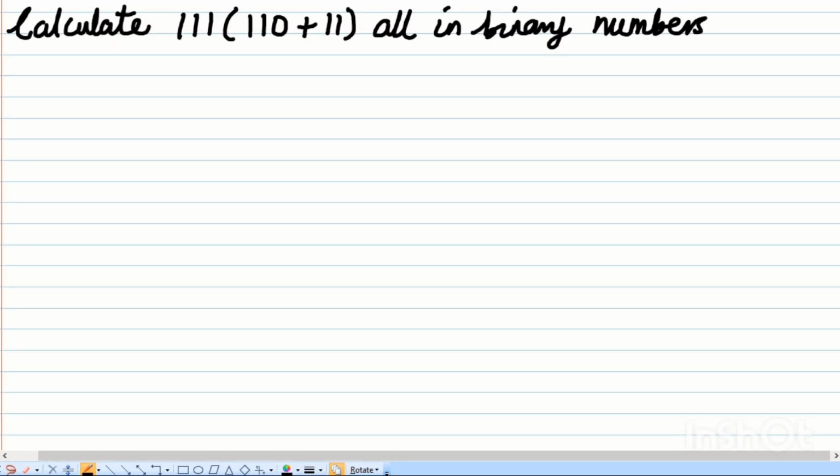Now this is another random question. We are asked to calculate 111 open bracket 110 plus 11 all in binary numbers, meaning that we should do the calculation. It doesn't matter if we really want to do the calculation in binary or not, but our final answer must be a binary number.